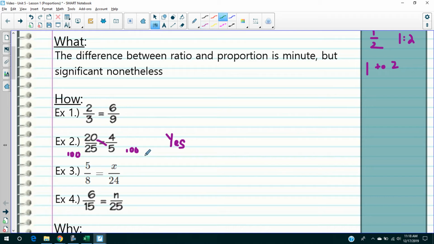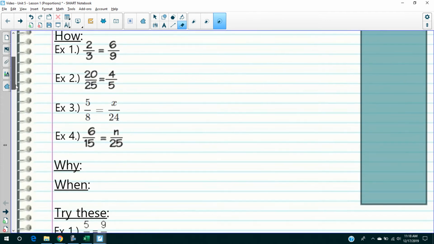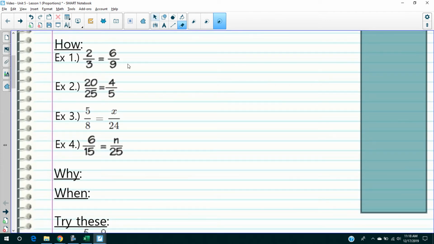Let's try another one. Now, actually, a bit of a switch. So now that we know that, the question is, what happens if I'm missing a number? What happens if I tell you that these two ratios are already in proportion, which means I'm saying that 5 over 8 is equal to something over 24. These two ratios are in proportion. The question then is, what's the missing number here, x? How would you find out?